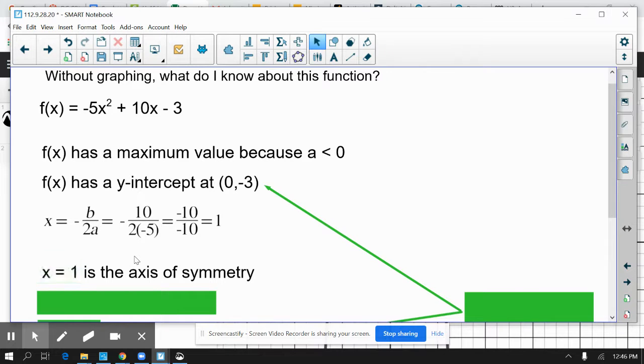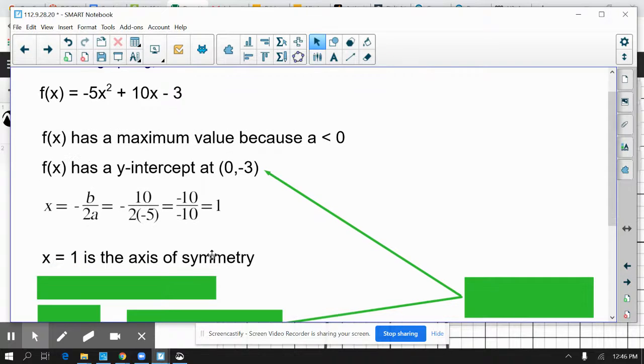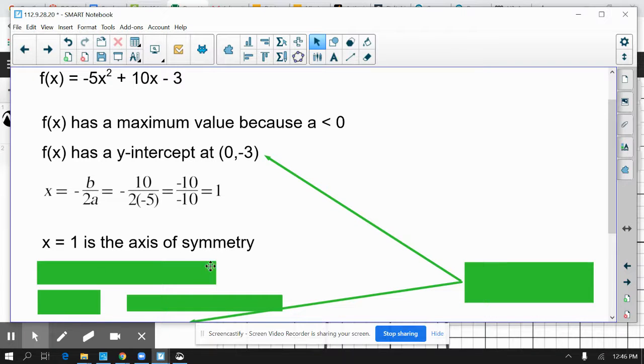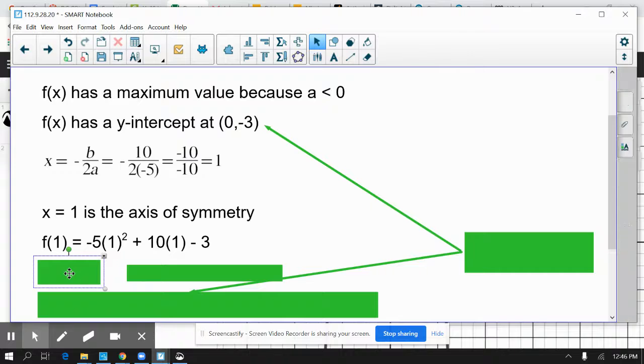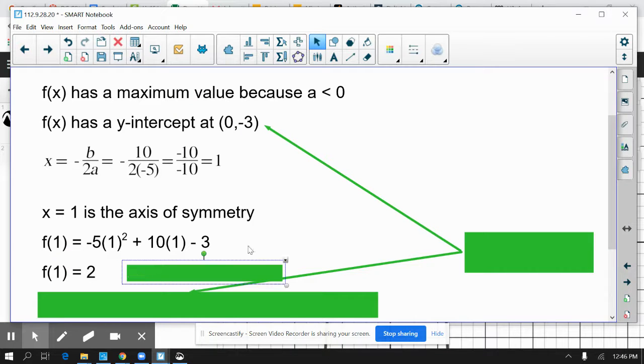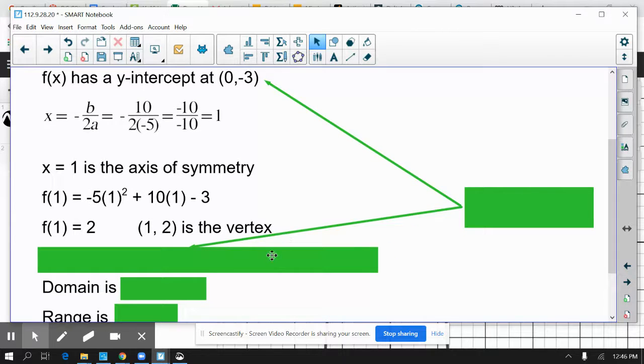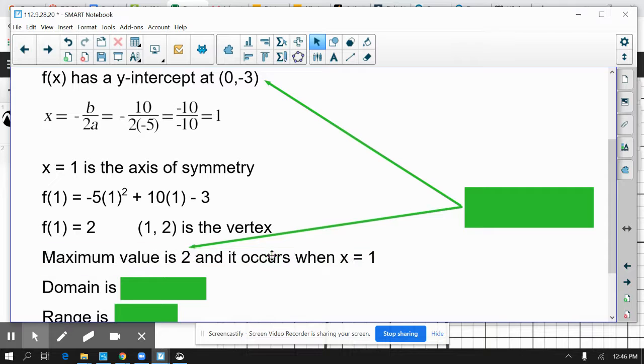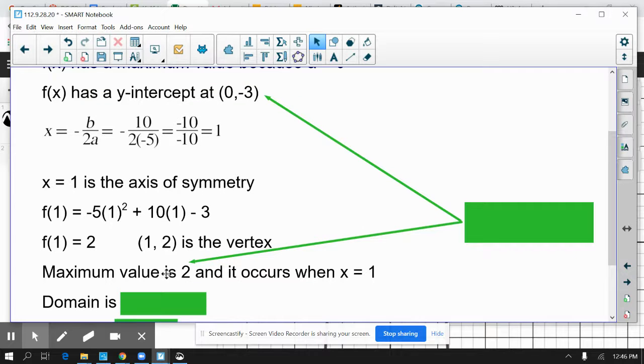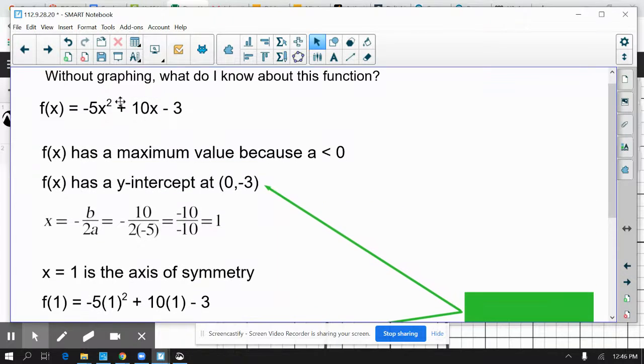So actually, before I find the vertex, I just found the axis of symmetry is x equals 1. Plug that into the function to find y, and you get 2. When x is 1, y is 2. So that means (1, 2) is the vertex. And the maximum value is 2, and that occurs when x is 1. Of course, it's the vertex, but again, I know it's a maximum because this parabola is facing down.